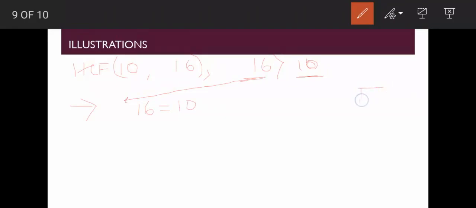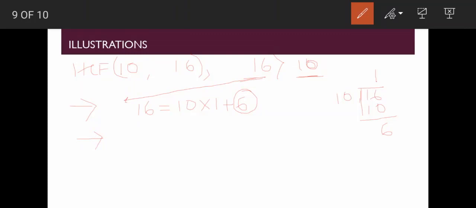When I divide 16 by 10, let us check what result we get. 10 into 1 is equal to 10 here. The remainder comes as 6. So here I can write 16 is equal to 10 into 1, that means divisor into quotient, plus remainder 6. As we had already discussed, 6 is a non-zero remainder. Therefore, we have to repeat step 2.